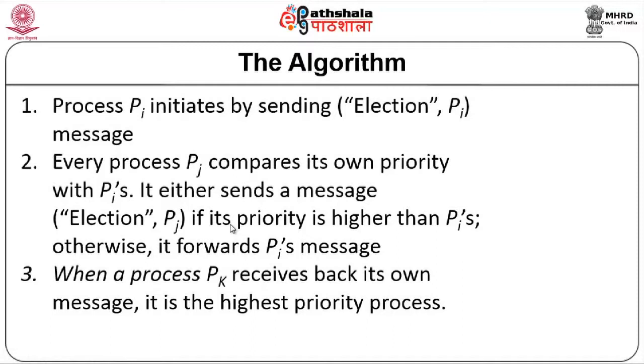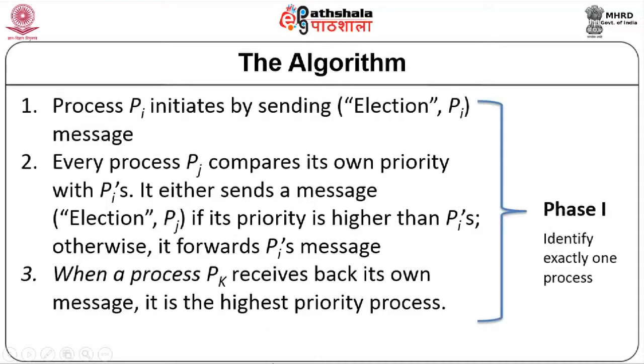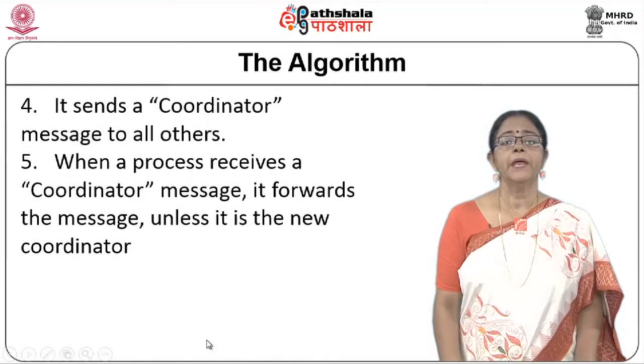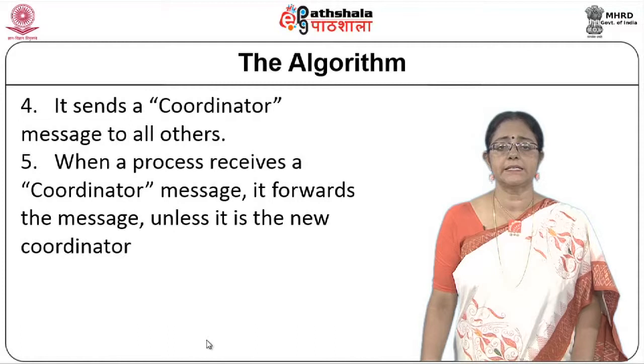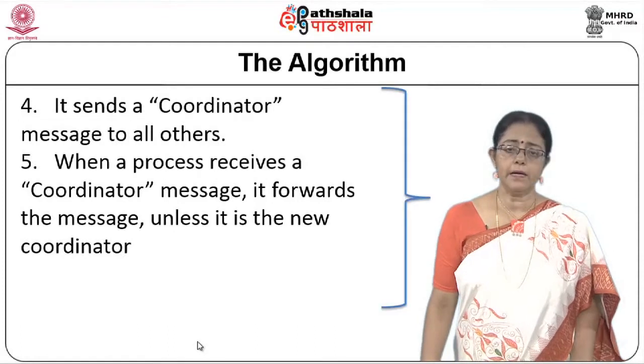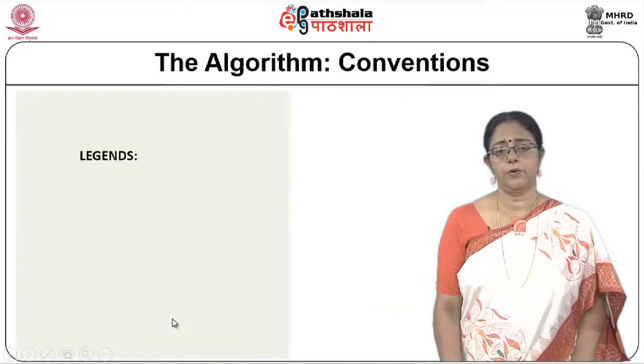In our algorithm, in the first 3 steps somebody initiates the election by sending election comma Pi. Every Pj receiving the election message either forwards the message or changes the value from Pi to Pj and forwards it to the next node, and the highest process receives back its own message saying election comma Pk. These are the 3 phase 1 steps where we identify the specific node which should be the next leader. The next 2 steps, where the coordinator message is sent and everybody else forwards it till it comes back to the sender, are phase 2 of the algorithm.